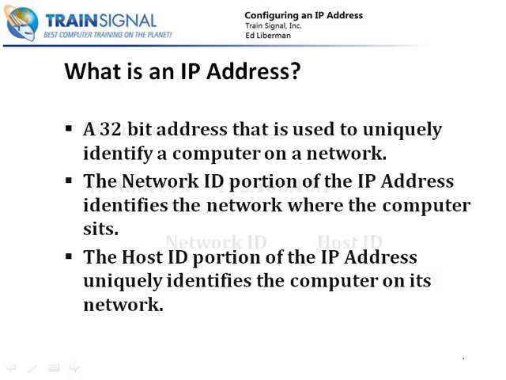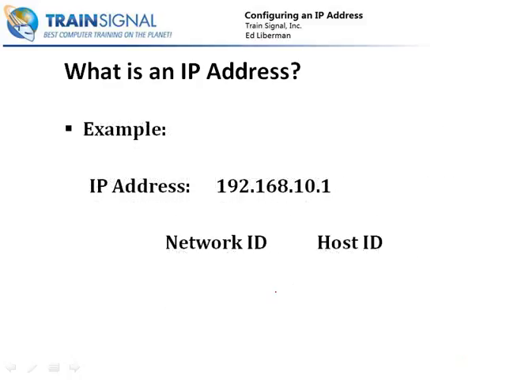Here I have an example of an IP address. And this is something typical you would see on a computer in a network, and we would read it as 192.168.10.1. Now here's what we know. We know that this IP address has been divided into a network ID and a host ID. And we know that the network ID is the leftmost portion of the IP address and the host ID is the rightmost portion of the IP address.